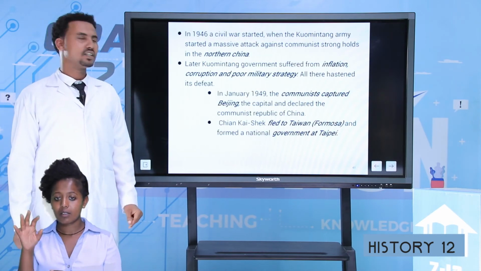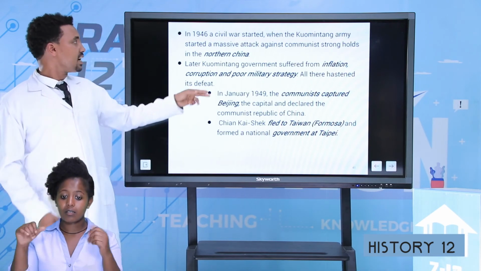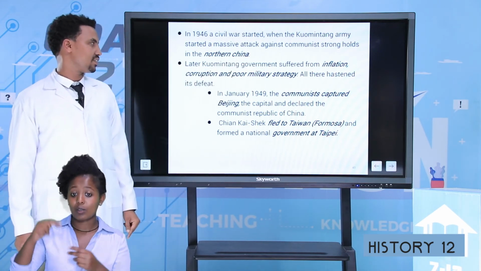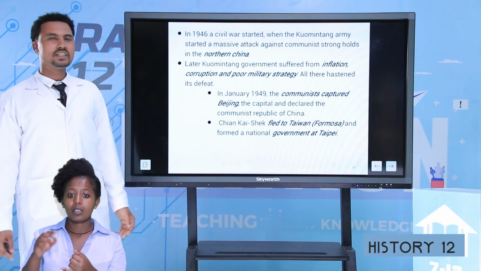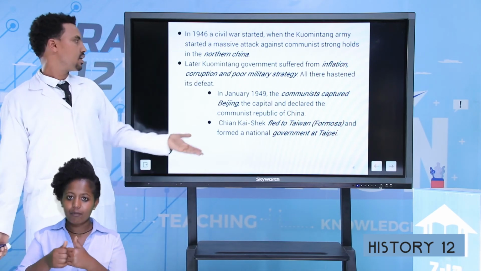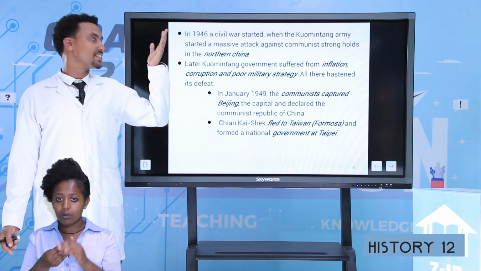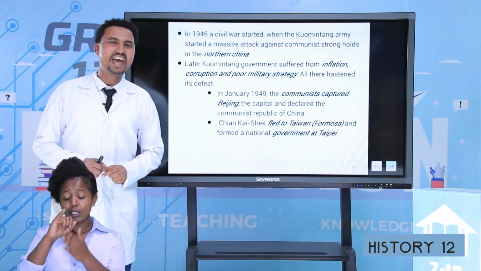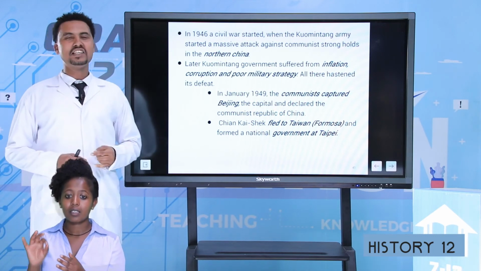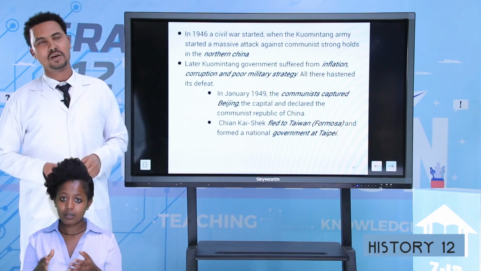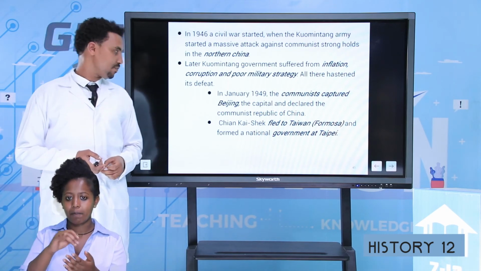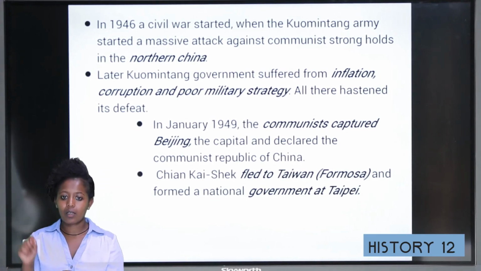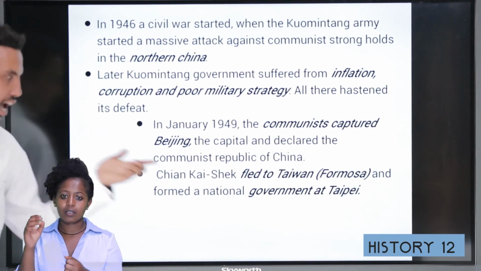In 1946, the civil war started when the Kuomintang army launched a massive attack against the communist stronghold in northern China. Later, the Kuomintang government suffered inflation, corruption, and poor military strategy, which hastened its defeat. In January 1949, the Communist Party captured Beijing, nowadays the capital city of China. Meanwhile, Chiang Kai-shek fled to Taiwan or Formosa, where he founded his government at Taipei.